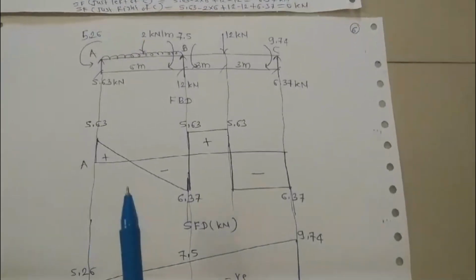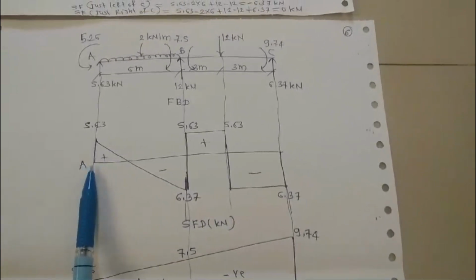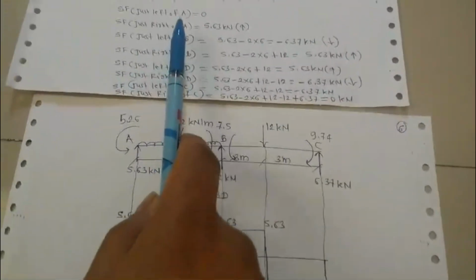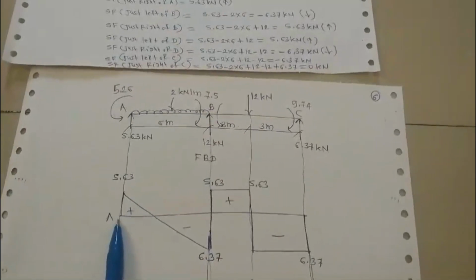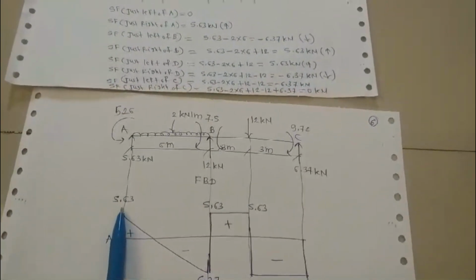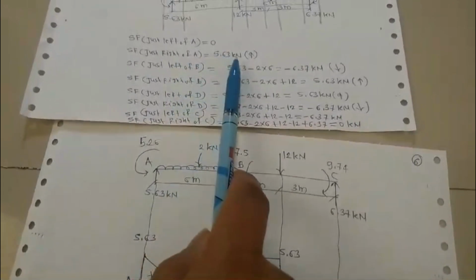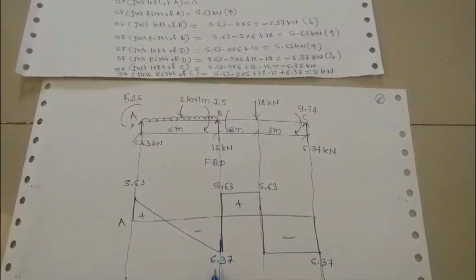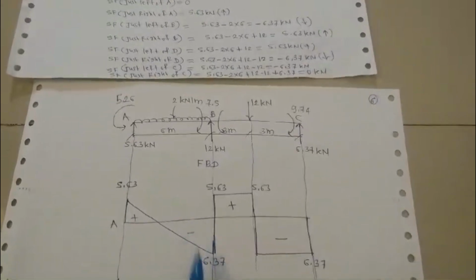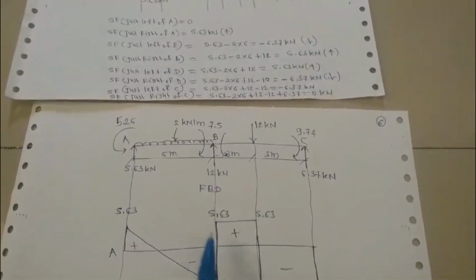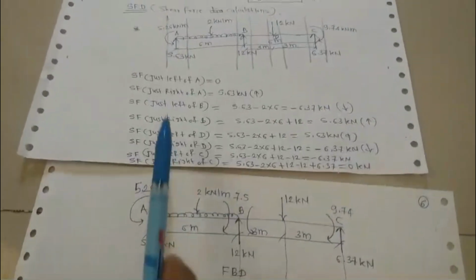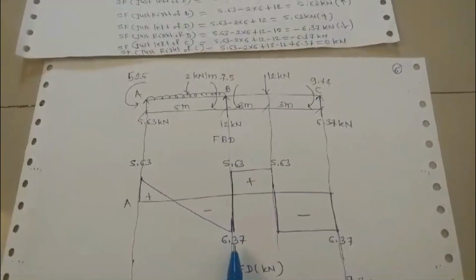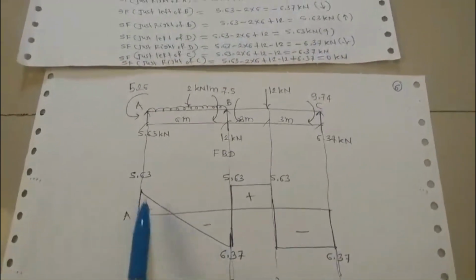So after calculating the shear force values, you can see SF just left of A was 0. SF just right of A was plus 5.63. You can see it is plus 5.63 kilonewton. SF just left of B was minus 6.37, so it is below this axis. Minus means below this axis, plus means above this axis. So just left of B was minus 6.37.